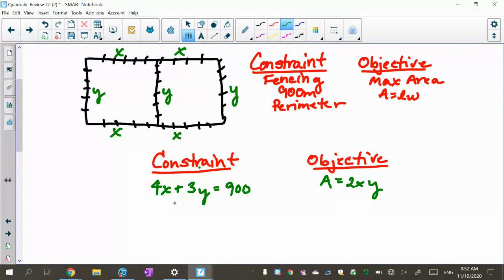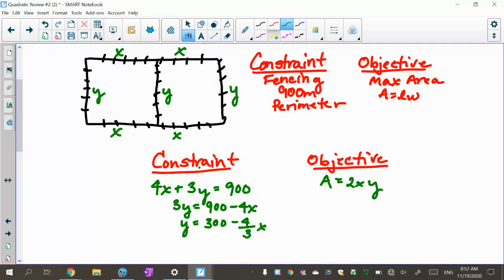So I'm going to solve for y. You could solve for x, but it doesn't matter. So I got 900 minus 4x. And then I'm going to divide by 3. And when I divide everything by 3, 900 divided by 3 is 300, and that's going to be a minus 4/3 x.